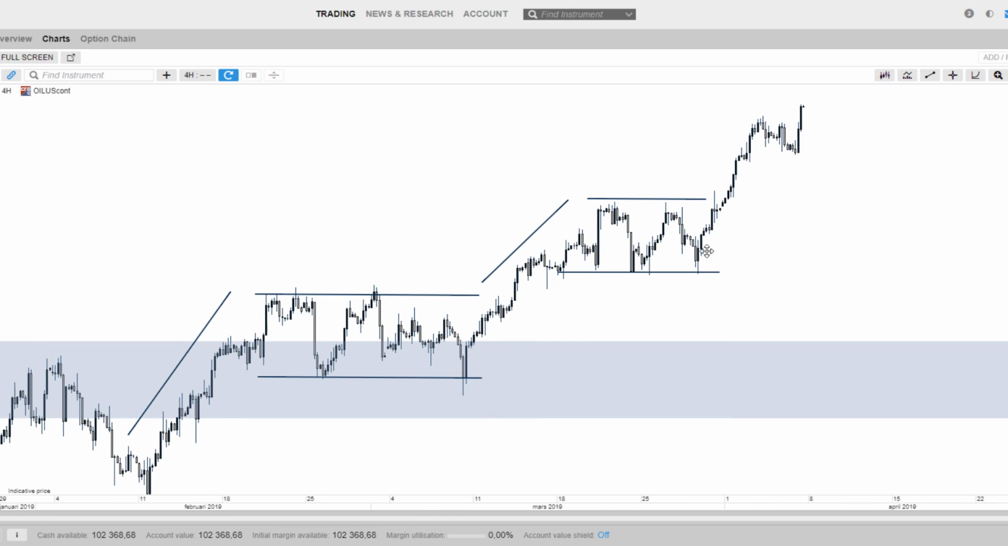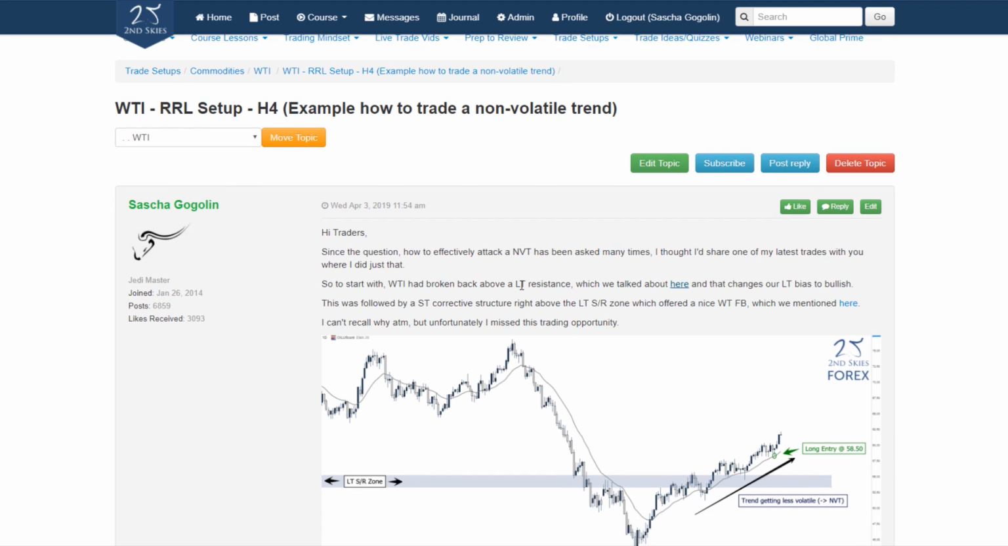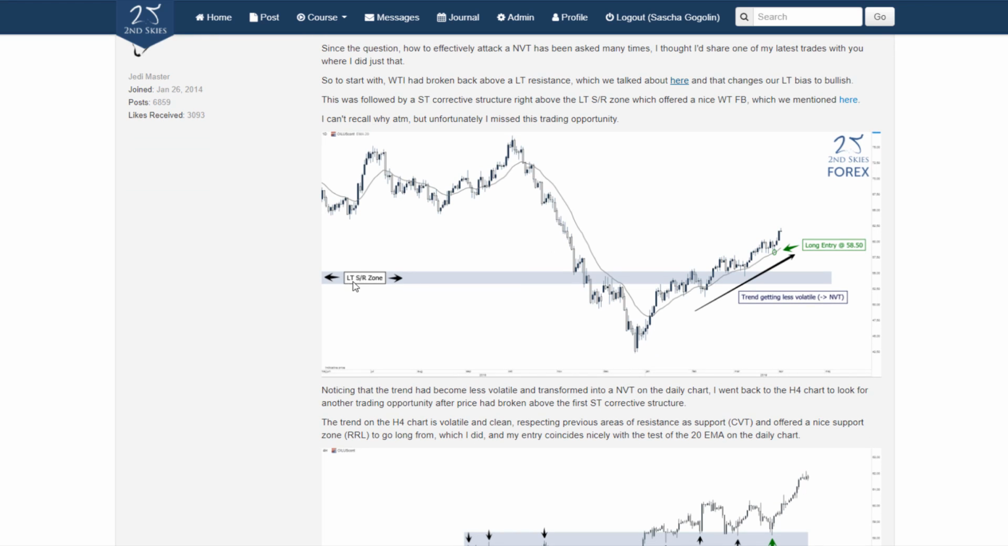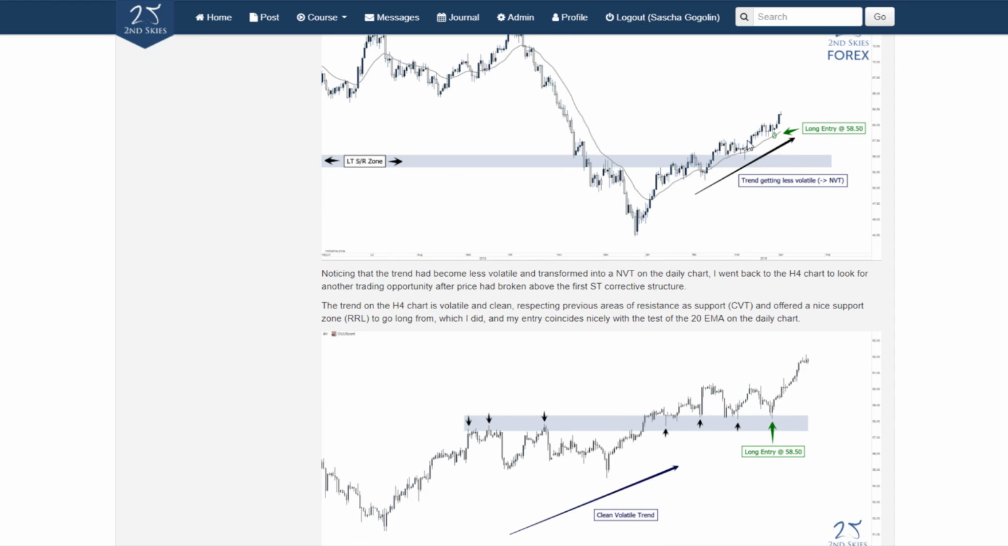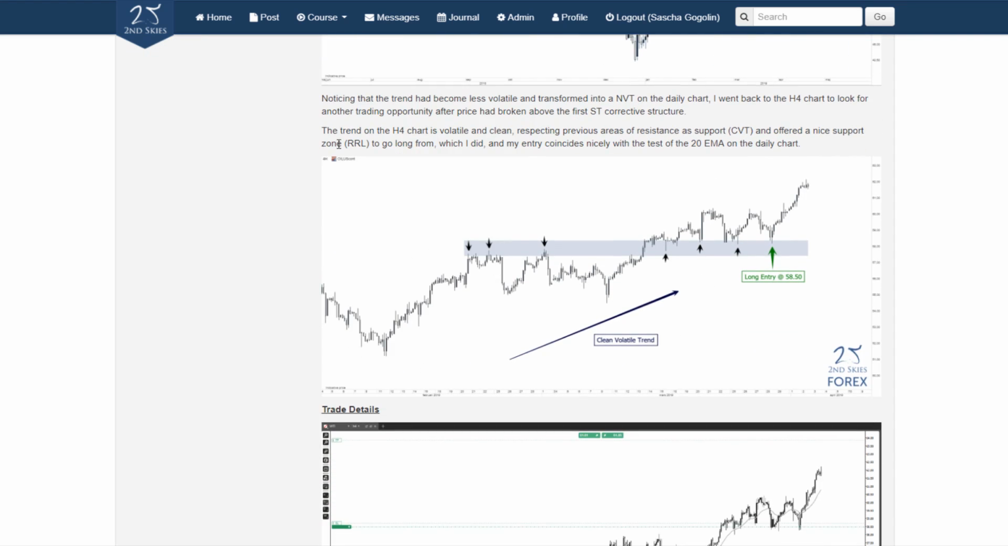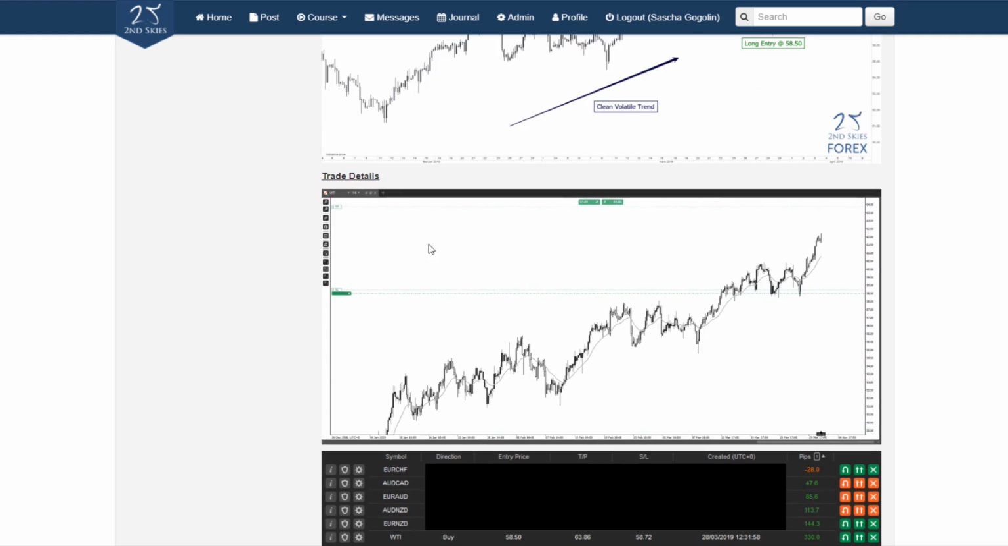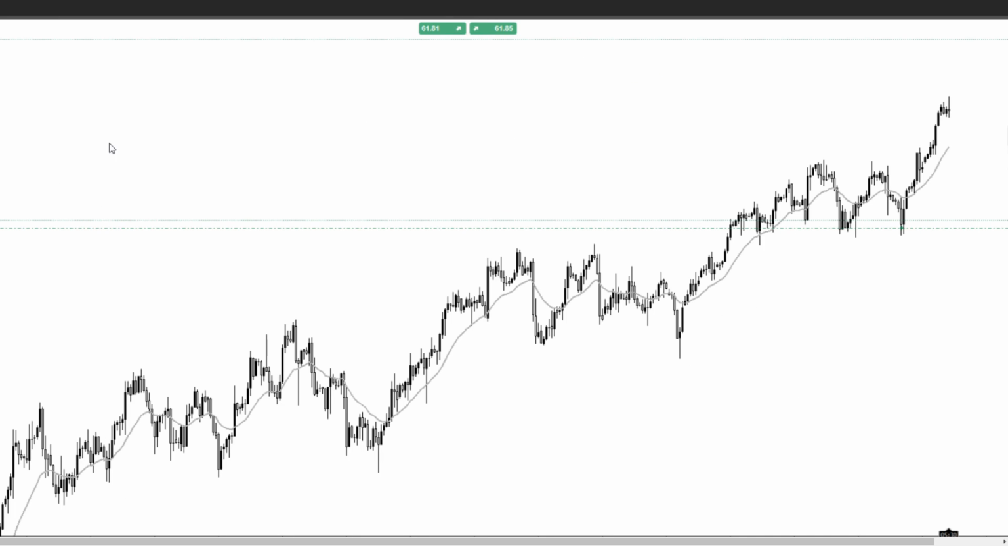And exactly that happened after I took my entry here. And this was what I shared here in the course. You can see here I shared the long-term support and resistance zone. It was broken. Talked about my long entry here, which was at the dynamic support. And here you can see my trade details. Here I entered my trade. I also shared my screenshot of my trading platform where you can see my entry right here.